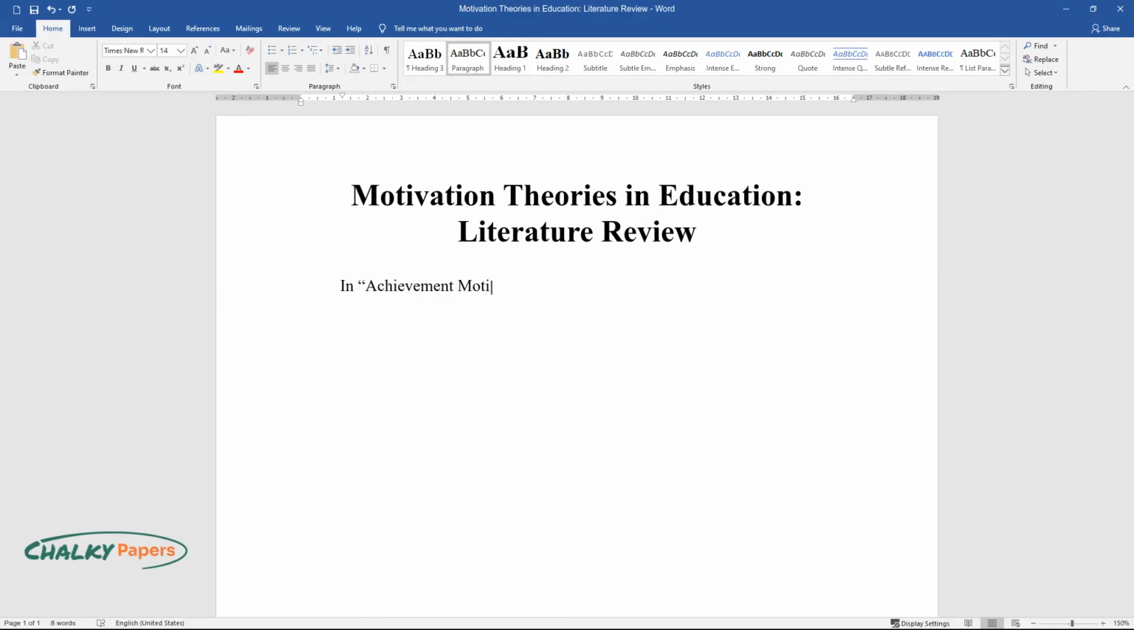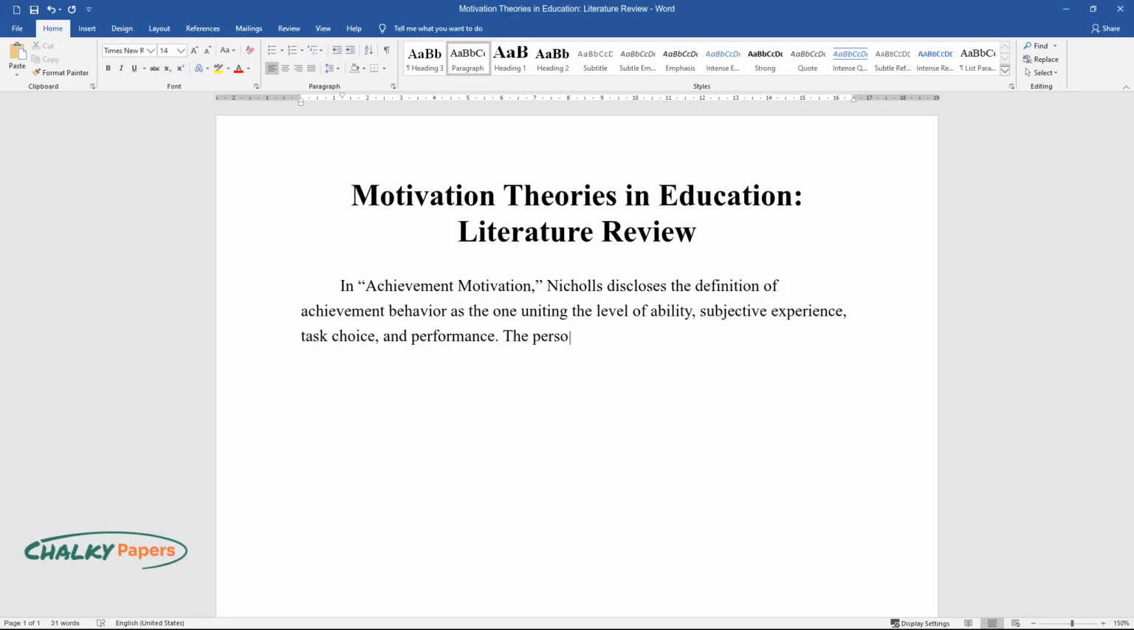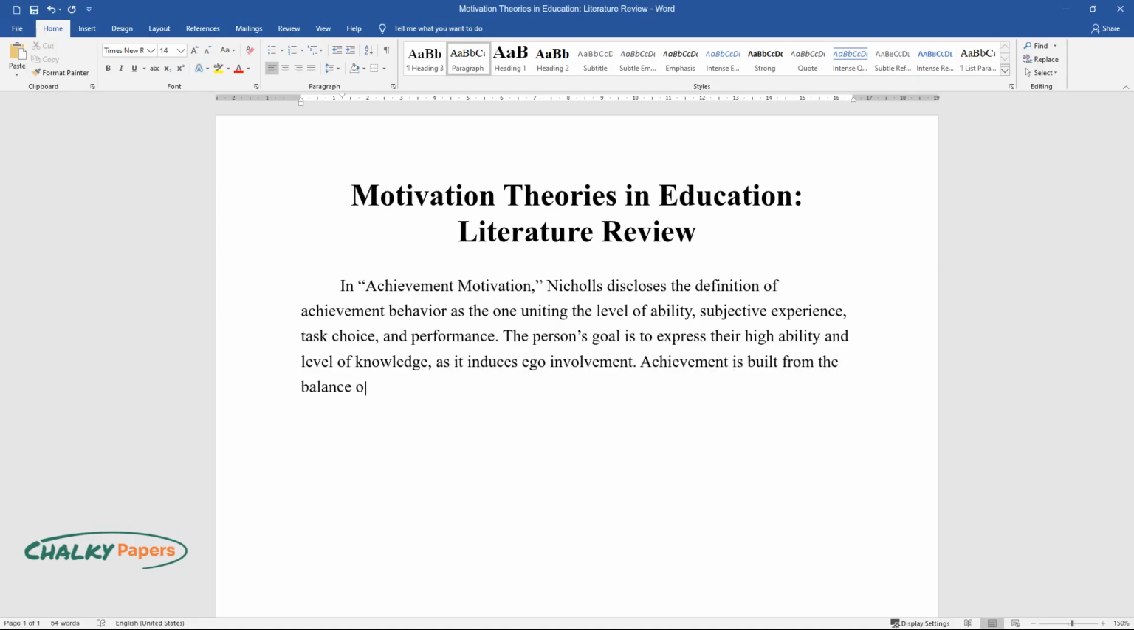In Achievement Motivation, Nicholls discloses the definition of achievement behavior as the one uniting the level of ability, subjective experience, task choice, and performance. The person's goal is to express their high ability and level of knowledge, as it induces ego involvement. Achievement is built from the balance of two components, effort and ability, and the lack of each correlates with feelings of guilt and embarrassment.